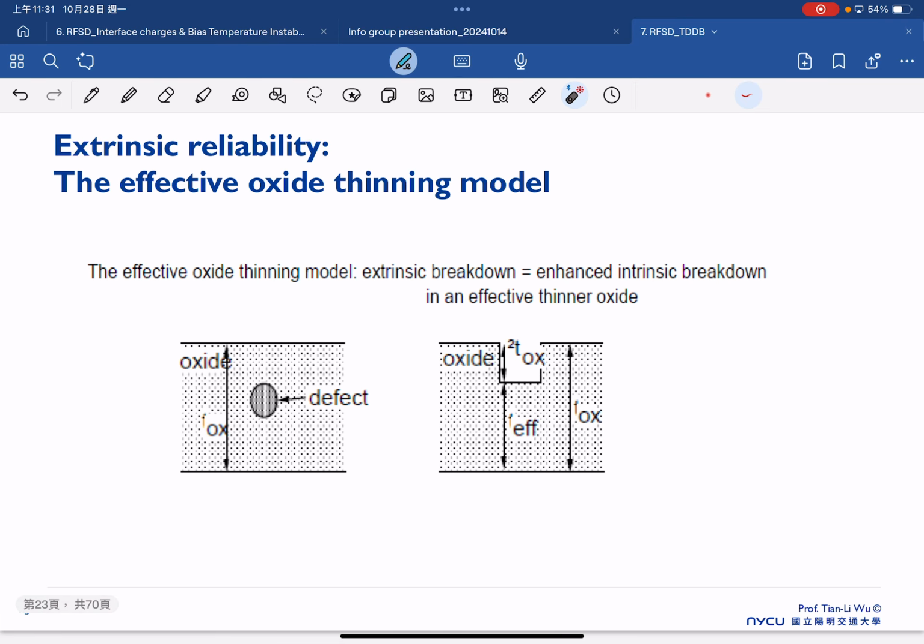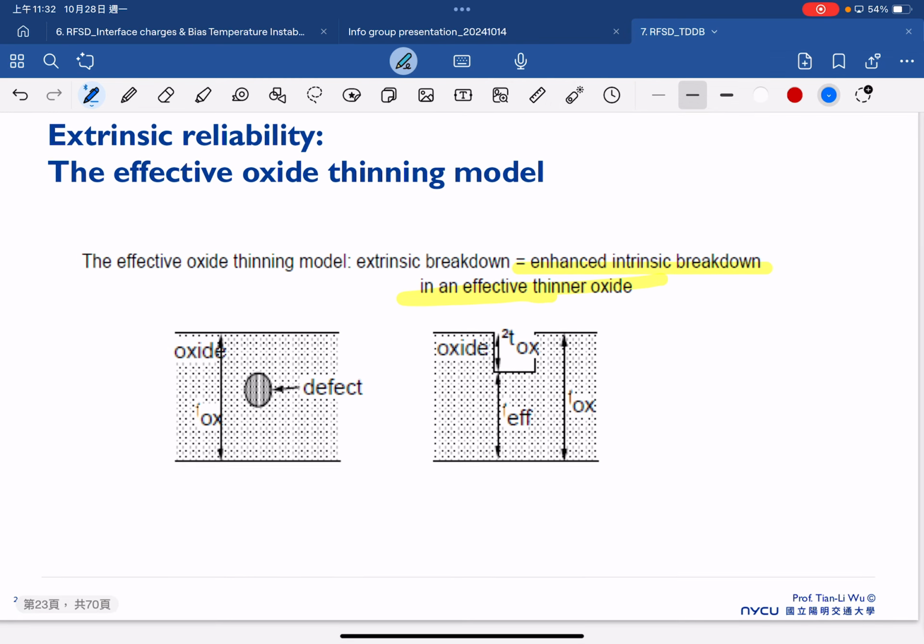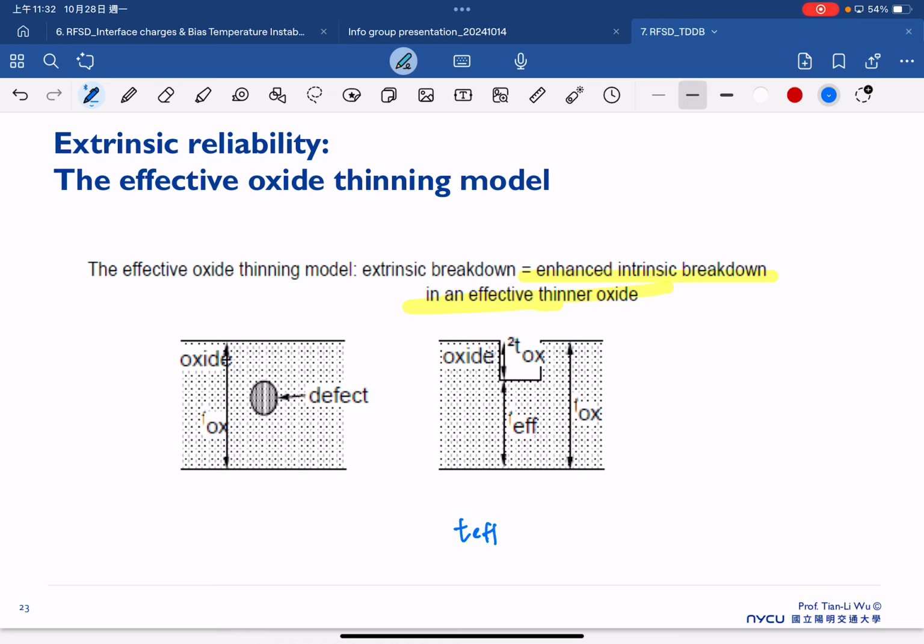And there's one model pathway to consider for the extrinsic reliability. If we have a defect inside the dielectric, the effective oxide thickness becomes thinner, so there is enhanced intrinsic breakdown in the effective oxide thickness. So overall, what this model proposes is that once you have the defect, your effective oxide thickness becomes your original T-ox minus T-defect.